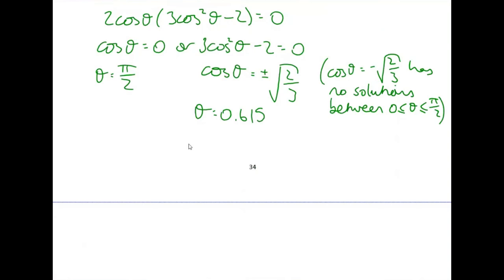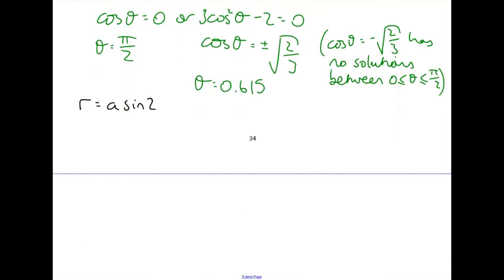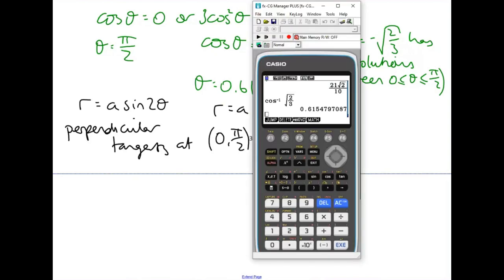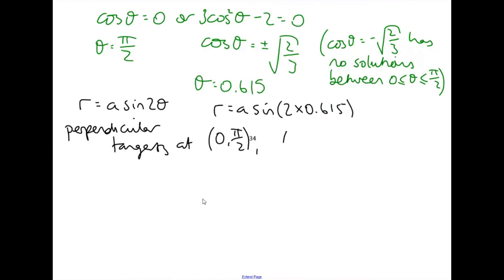For this one, remember r equals a sine 2 theta. If you stick pi over 2 into this, you'll get sine of pi, which is 0. So I've got perpendicular tangents. One of them is at 0, pi over 2. The other one, if I stick in 0.615, I get a sine of 2 times 0.615. Let's work that out. So sine of 2 ans, 0.943. So I've got one at 0.943, 0.615.